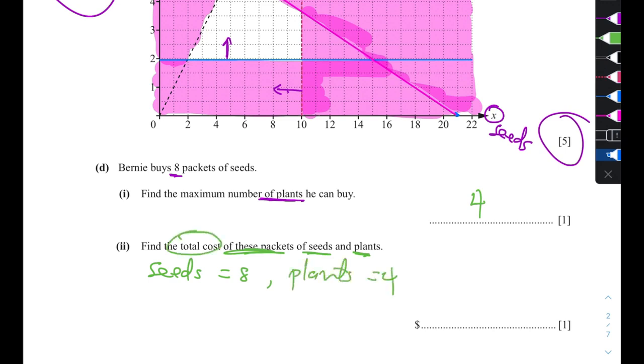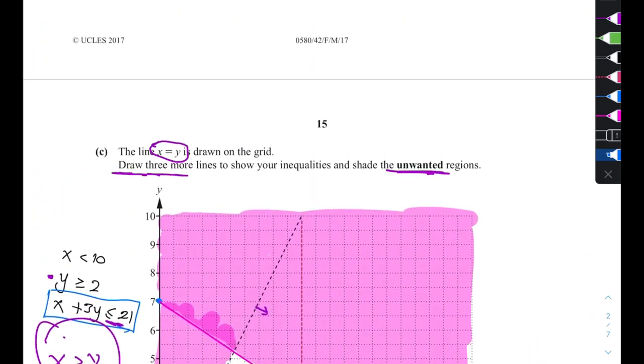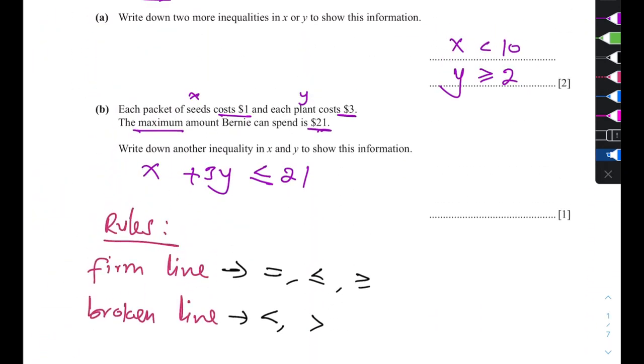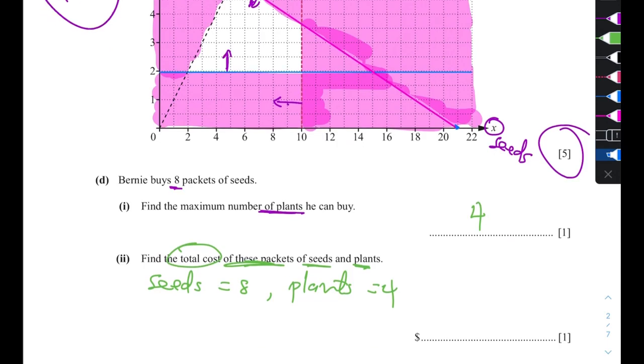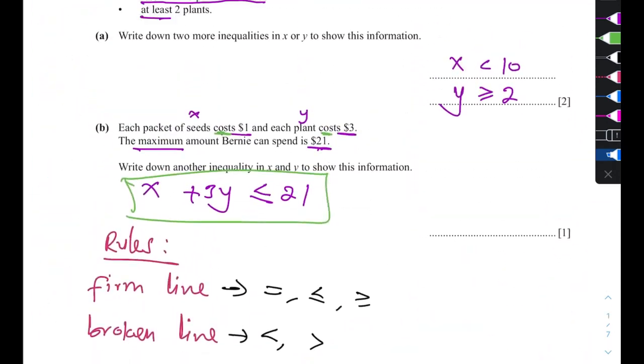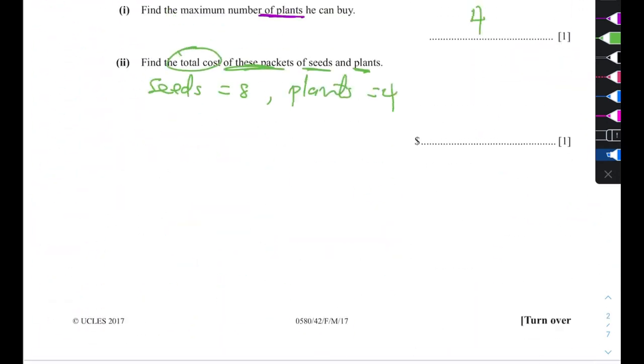But they want what total cost. Now go to the inequality that contains the cost, and that is this inequality. It is the inequality that contains cost because it talks about the cost of both plants and seeds, okay? Now, it's what? X plus 3y is less or equal to 21, right? So you have x plus 3y is less or equal to 21. Now, you don't fully need everything here.